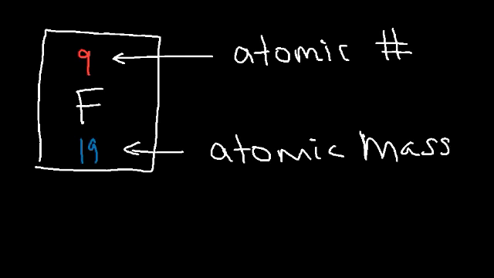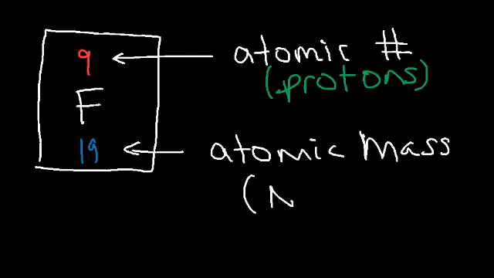The atomic number is always equal to the number of protons. So fluorine has 9 protons. The atomic mass represents the number of neutrons and protons. So fluorine has 9 protons, 10 neutrons. It adds up to 19.